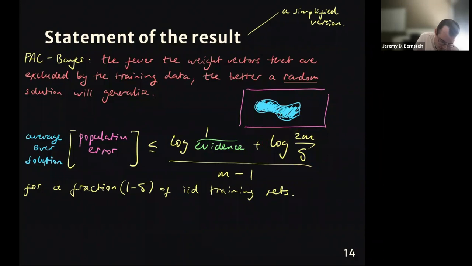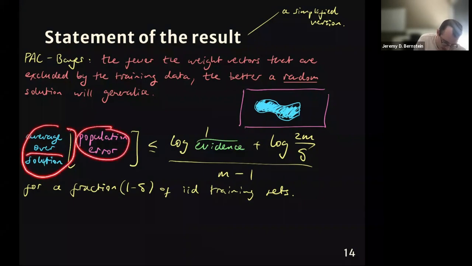So now I'm claiming we should just focus on this part of the bound. The evidence appears, which is good because that's what we've been talking about a lot. And it says that you should compare log 1 over the evidence to the number of data points. If log 1 over the evidence is much smaller than the number of data points, then the average population error over all solutions is small.